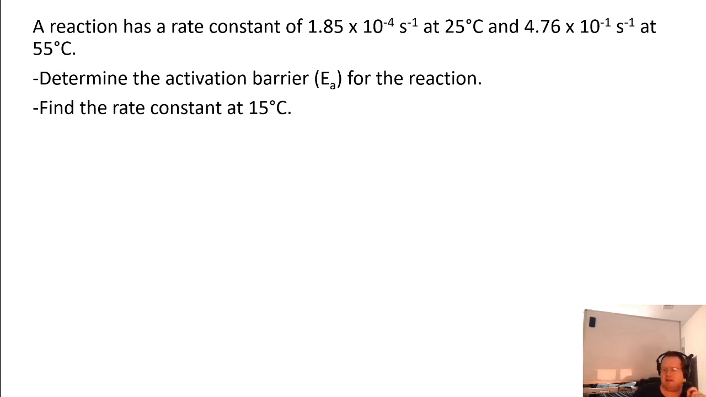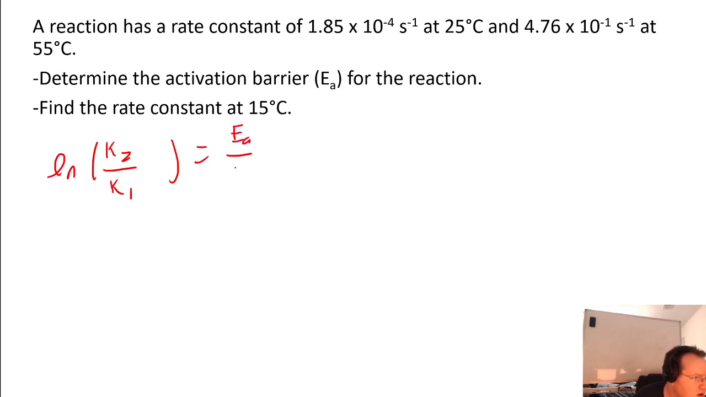That's a good chance it's going to be what works here. So I'm going to go back and set up my equation. To figure out the top question, we have the natural log of K2 over K1 equals our activation barrier divided by R times 1 over T1 minus 1 over T2.